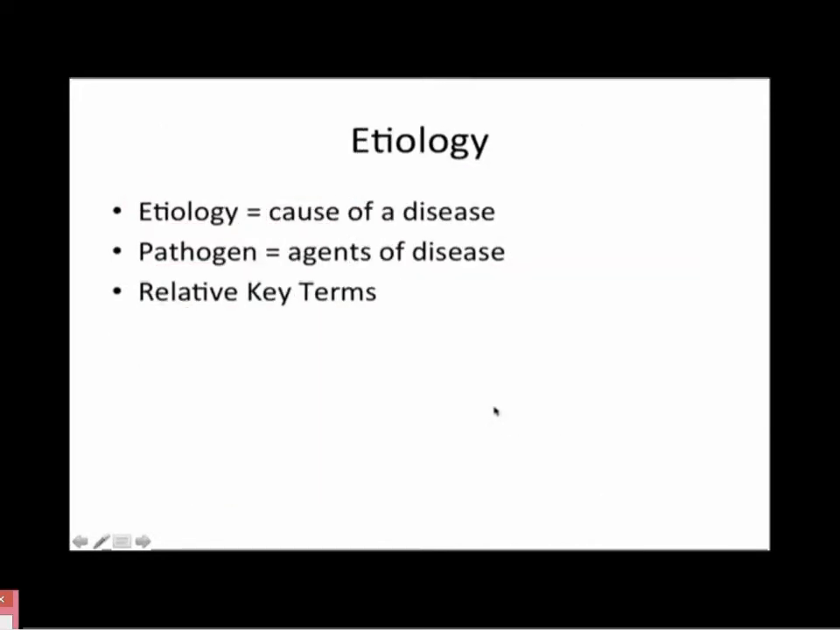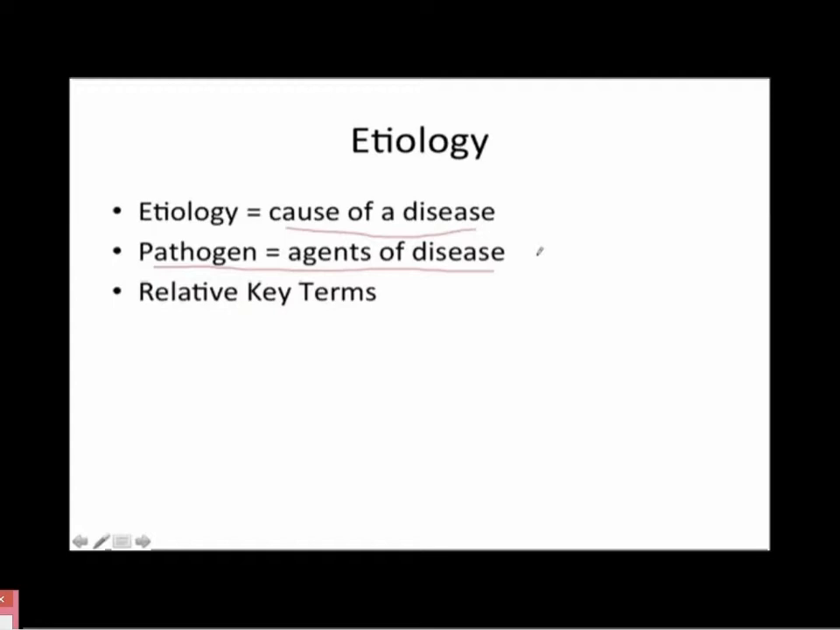So etiology, let's talk about this term first. This is a term you're going to see a lot, and it is a very straightforward term. Etiology is just the cause of a disease. What is the etiology of this disease? There are various causes of diseases out there, and one of the most common agents or causes of a disease would be a pathogen.